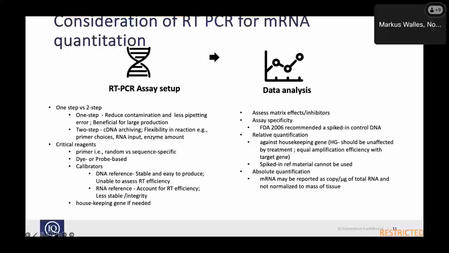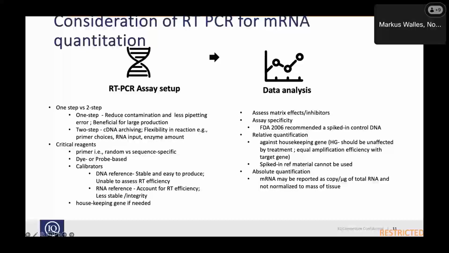Now we will discuss some considerations regarding the RT-qPCR in the bioanalysis of mRNA. As for the assay setup itself, as mentioned in the previous slide, the RT-qPCR can be executed in a one-step or a two-step manner. A one-step setup reduces contamination and pipetting errors and is a more streamlined process, especially for large experiments. On the other hand, the two-step setup could provide more flexibility, especially for the optimization of the RT-qPCR itself.